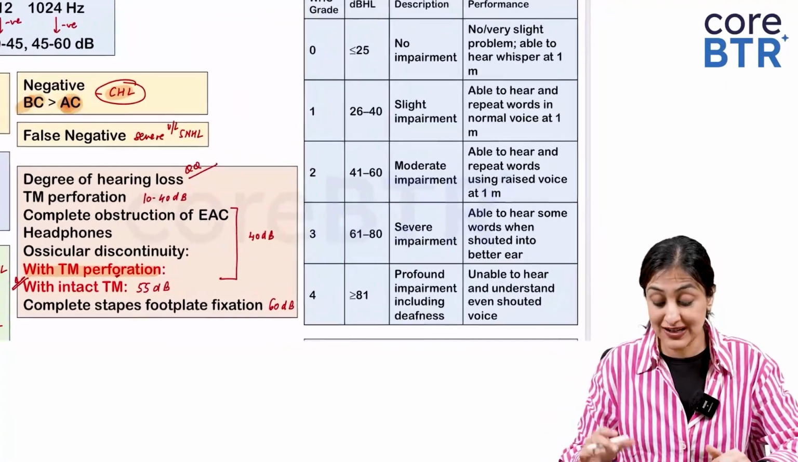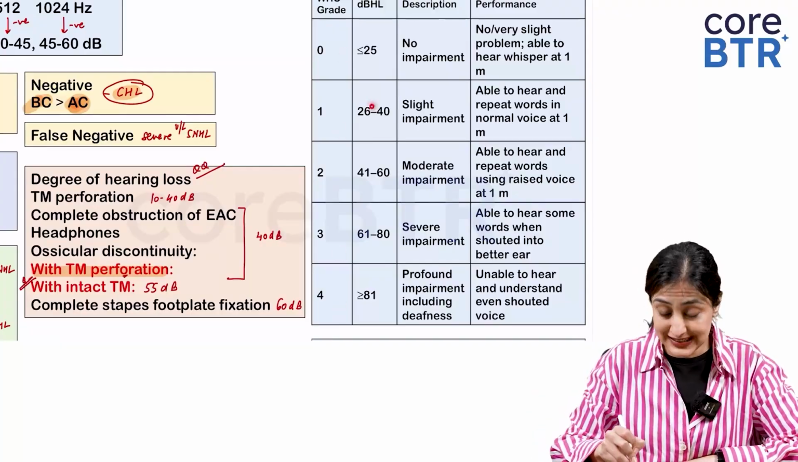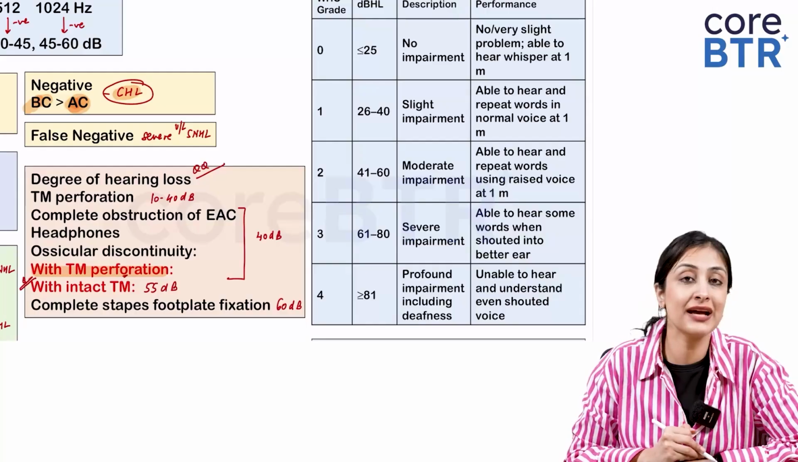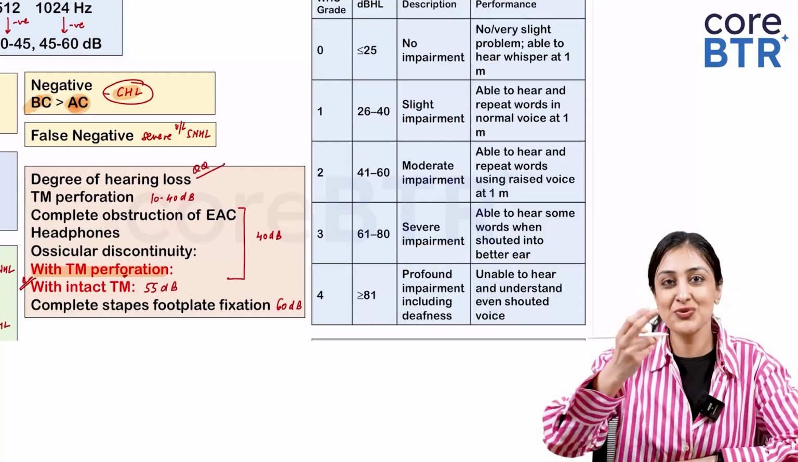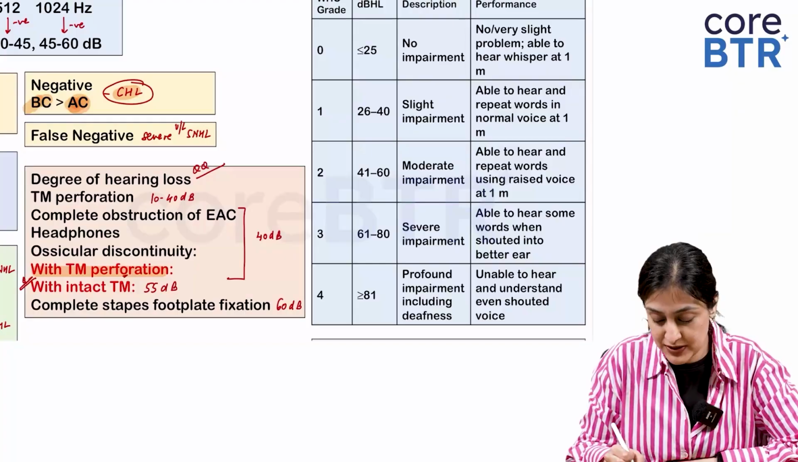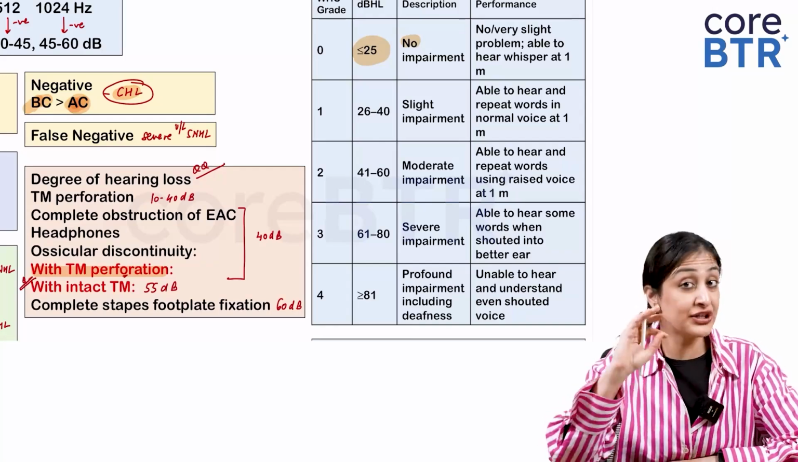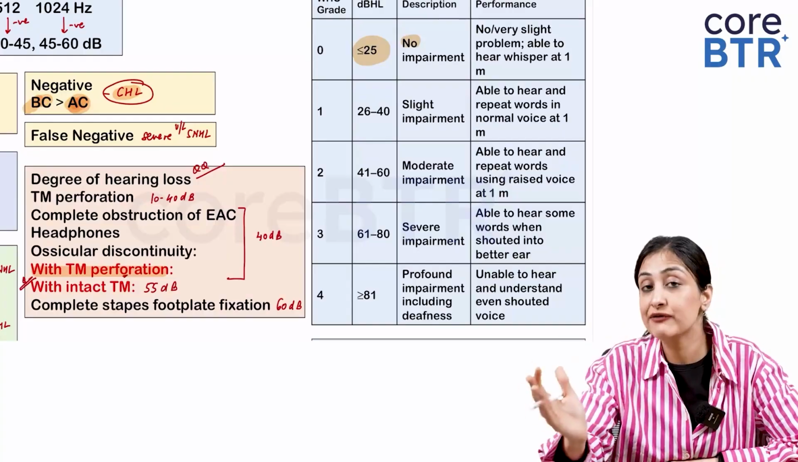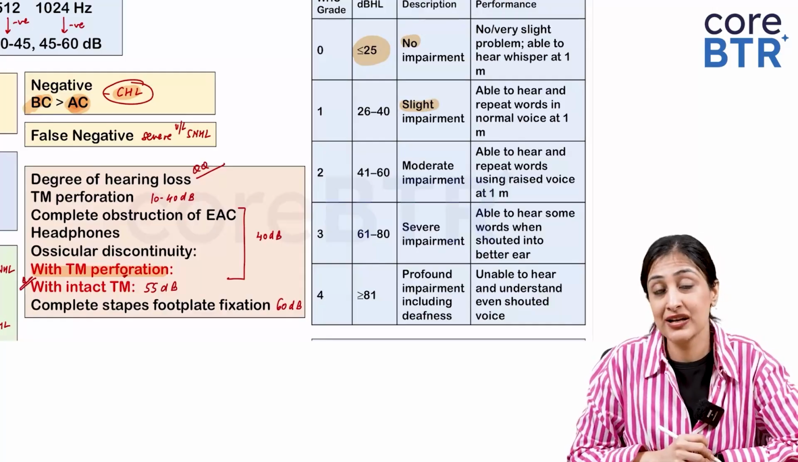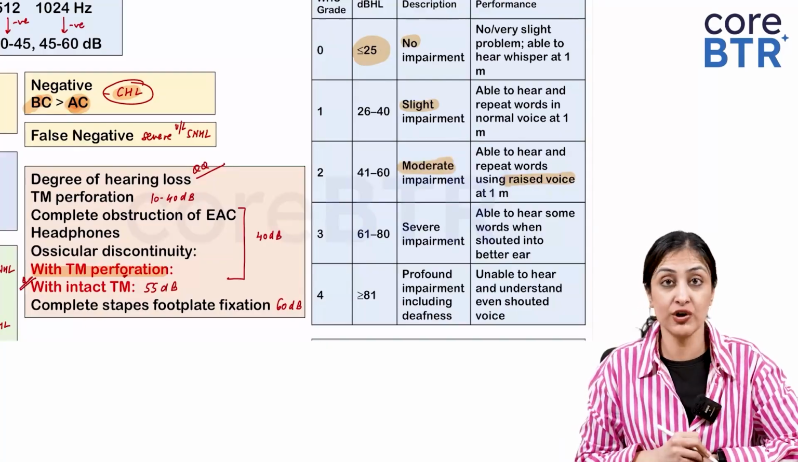Let's do the WHO classification of hearing loss. Here you have to remember everything. 0, 1, 2, 3, 4. Degree of hearing loss, description. Right? So imagine I am whispering at you from 1 meter. If you are standing 1 meter away and I'm whispering and you can hear it, there is no impairment. So the hearing loss is less than 25. No impairment. If you are not able to hear the whisper, then you say, ma'am, please talk normally. If I talk normally and you are able to hear, that is slight impairment. You are saying, ma'am, I can't hear, please shout. So when I have to shout from 1 meter and you are able to hear, moderate impairment.